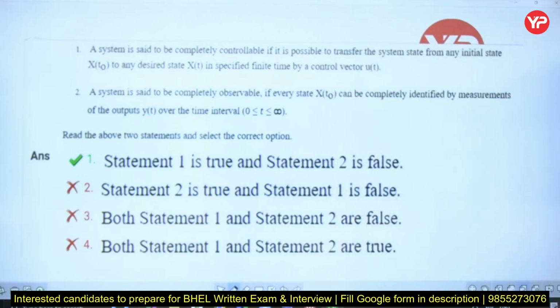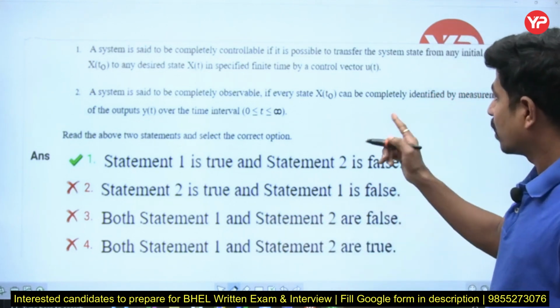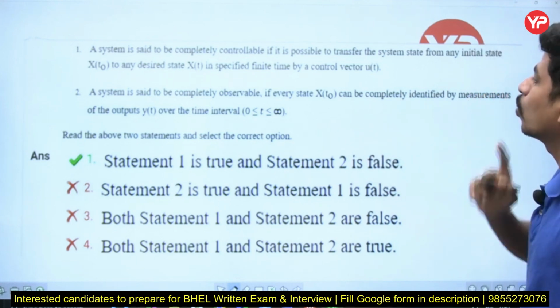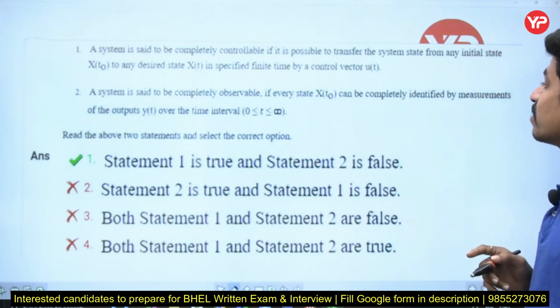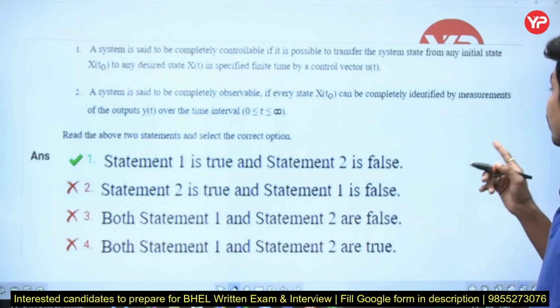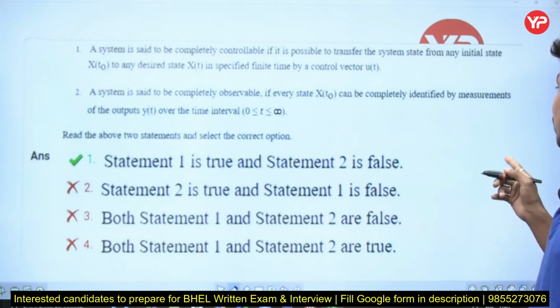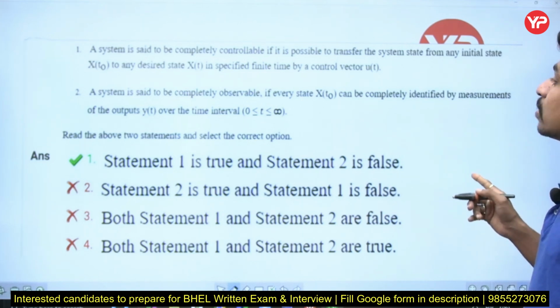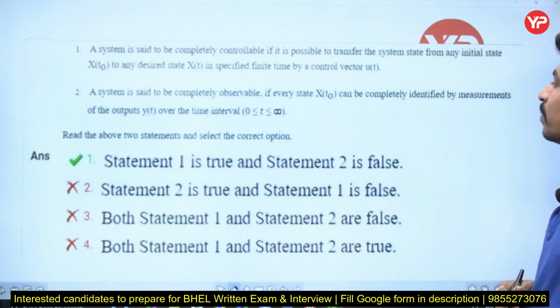Second statement: a system is said to be completely observable if every state x(t0) can be completely identified by measurements of the outputs y(t) over the time interval. That is also perfectly correct. But yeah, something is missing in statement number 2. What is that? Let's read it again. A system is said to be completely observable if every state x(t0) can be completely identified by measurements of the output y(t) over the time interval 0 to infinity. This also should be correct, no? Yes, both should be correct.